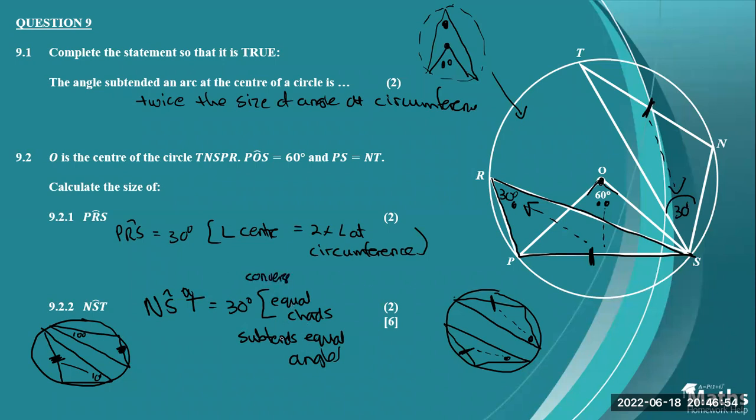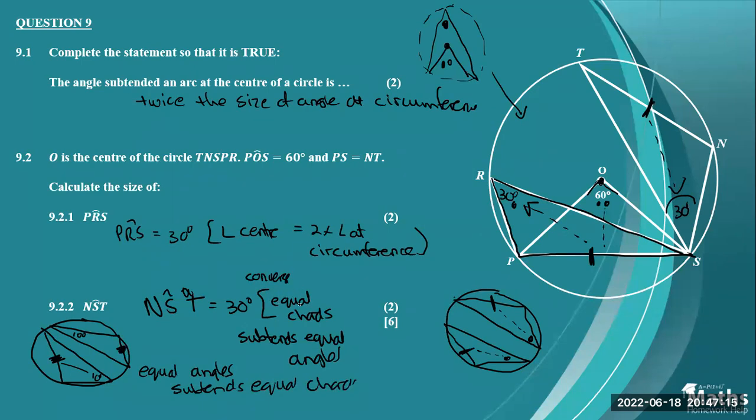Then you can still write the same and just put converse in front. Converse of equal chords subtend equal angles, or you can say equal angles subtend equal chords. It's the opposite of this one now.